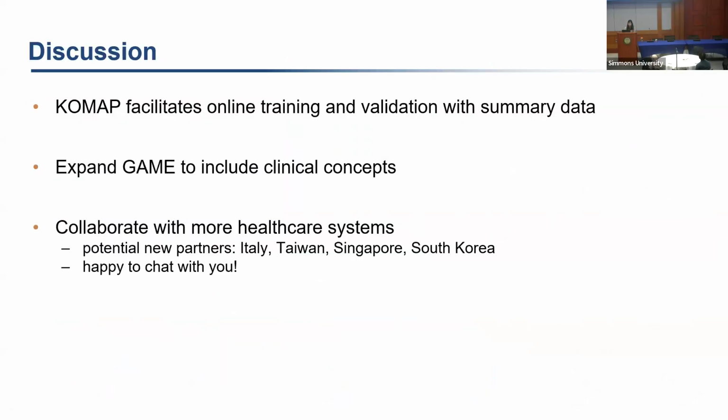I just want to end. We did have another case study on suicide risk prediction. We found a similar performance. So I just want to conclude by saying that we started with COMAP, which can facilitate so-called online training and also can do validation with summary level data. But we are building on top of the COMAP concept to say, can we go one step further to make sure that when I miss some local important code, I don't have to worry so much? My algorithm hopefully can recover at least most of the signal.